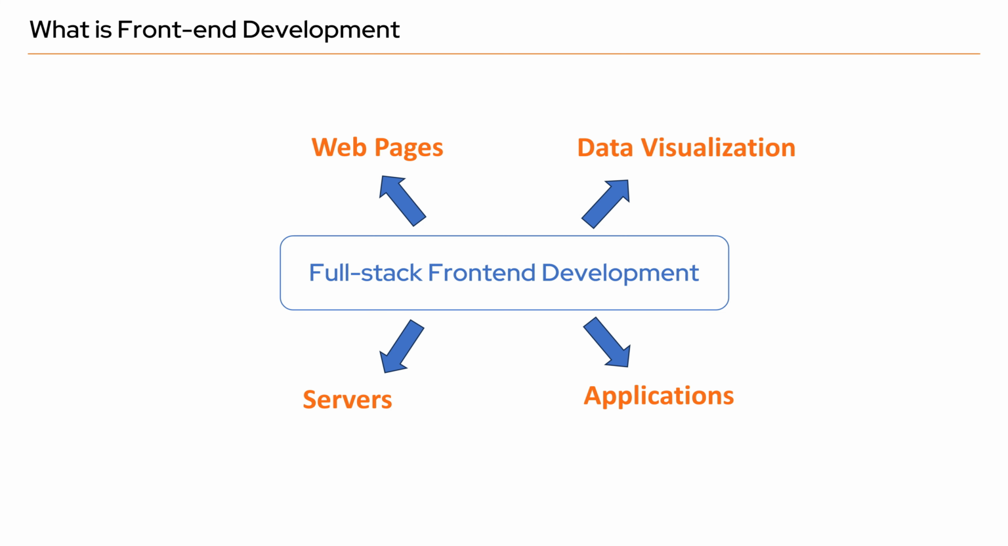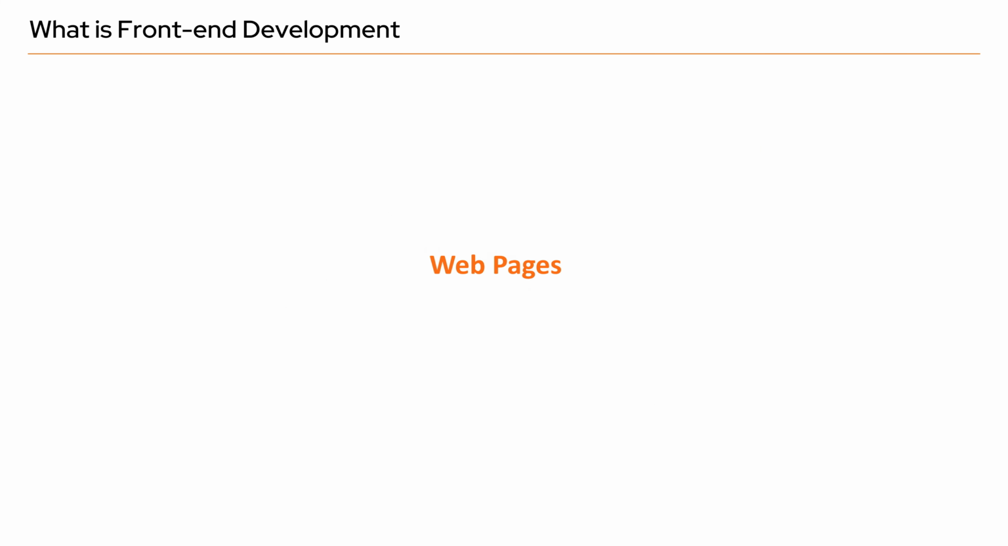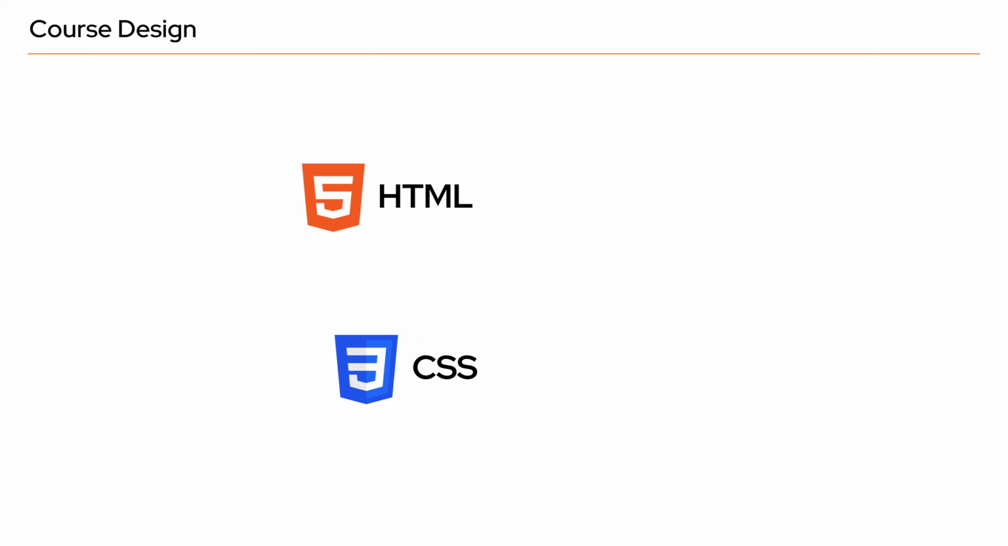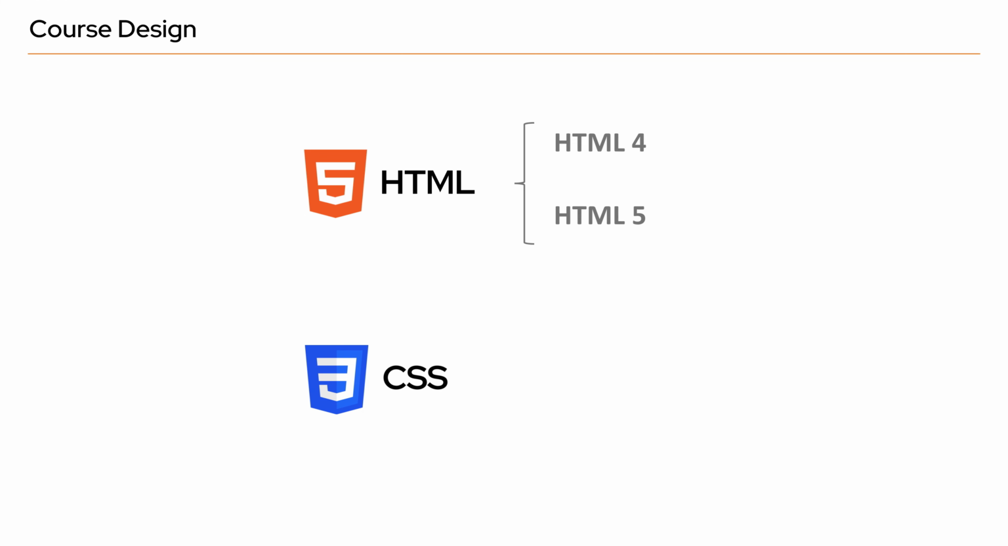So, where should we start? Of course, we begin by learning how to build websites. And to do that, we need to master HTML and CSS first. Now, let me briefly introduce the structure of our course content. The HTML section covers both HTML4 and HTML5, while the CSS section covers both CSS2 and CSS3.